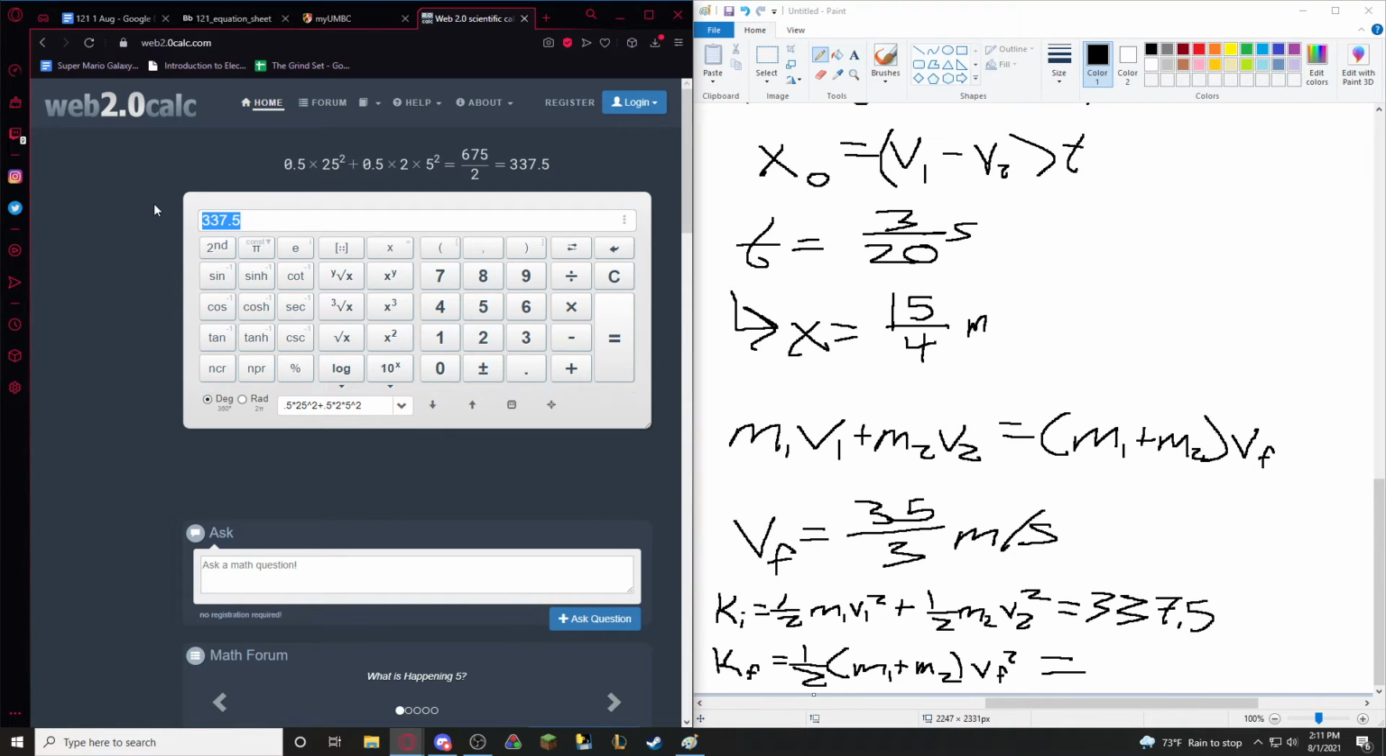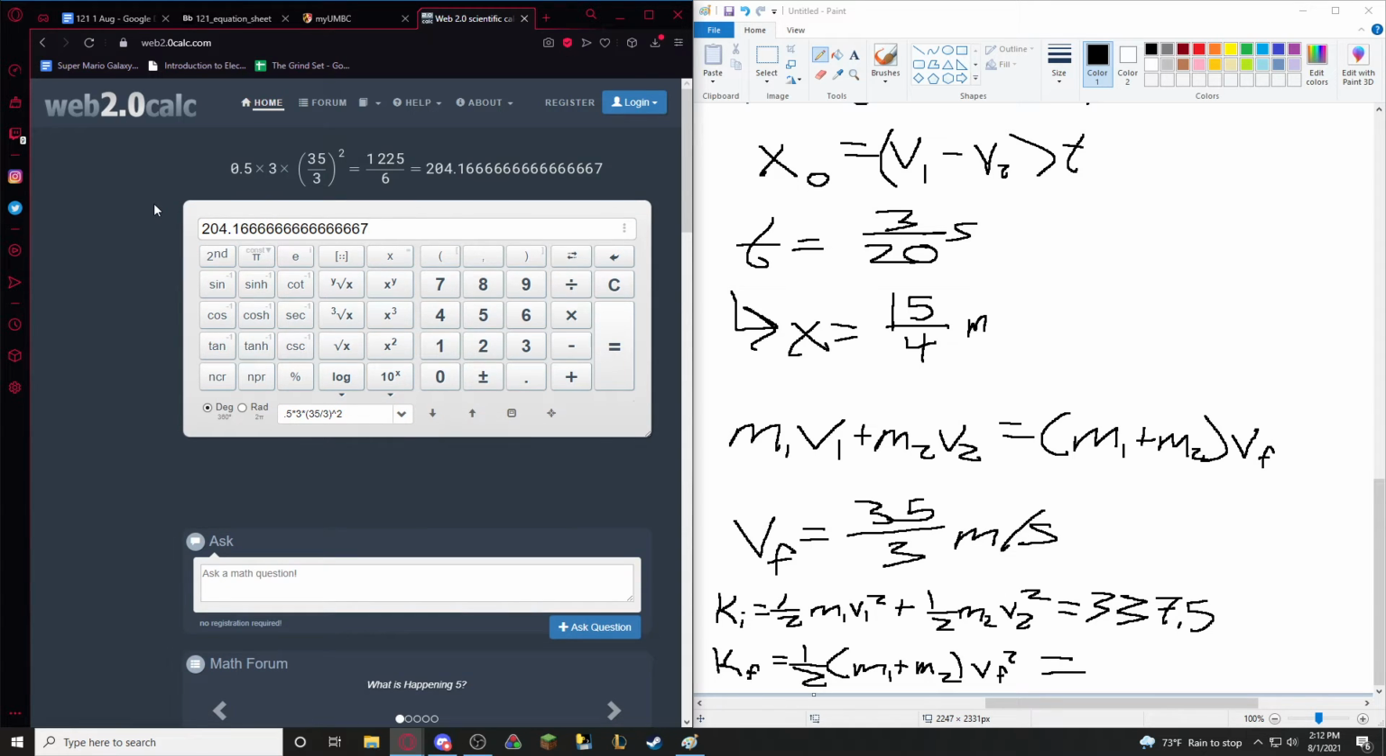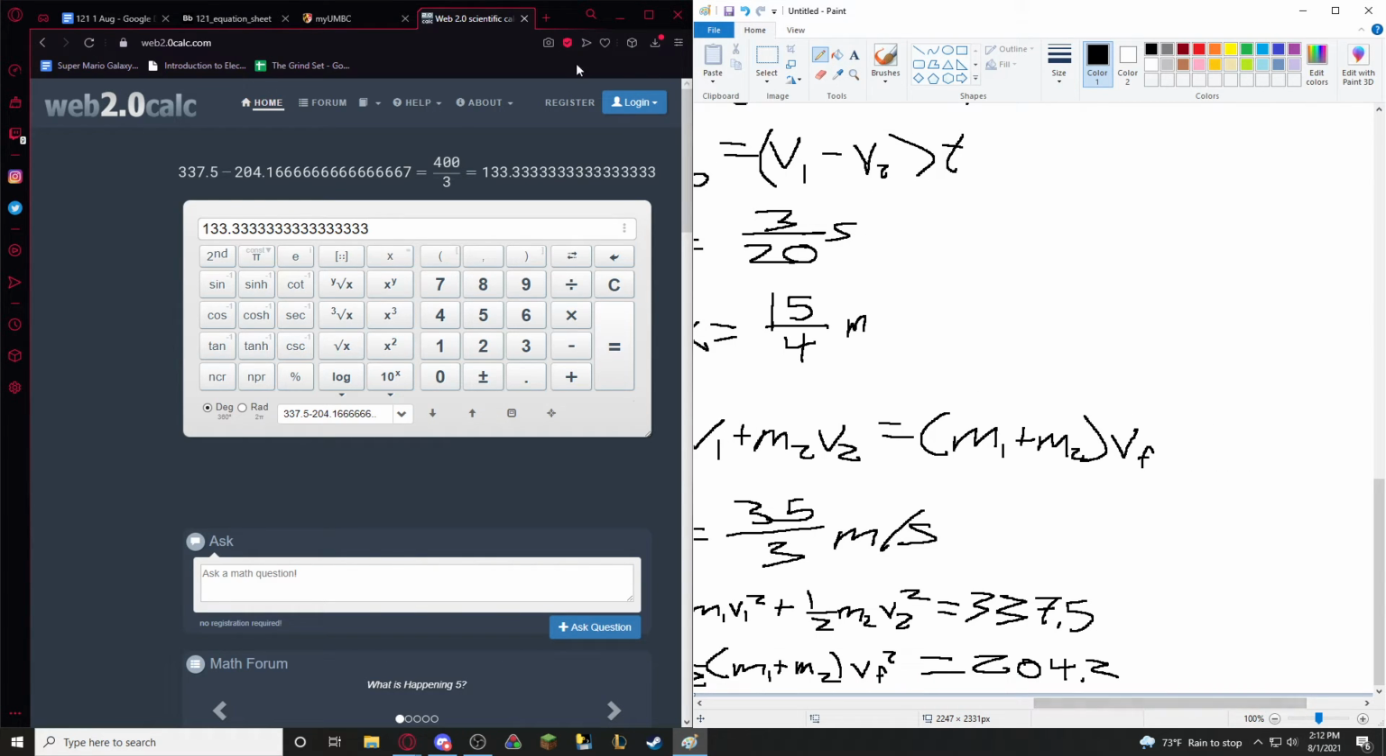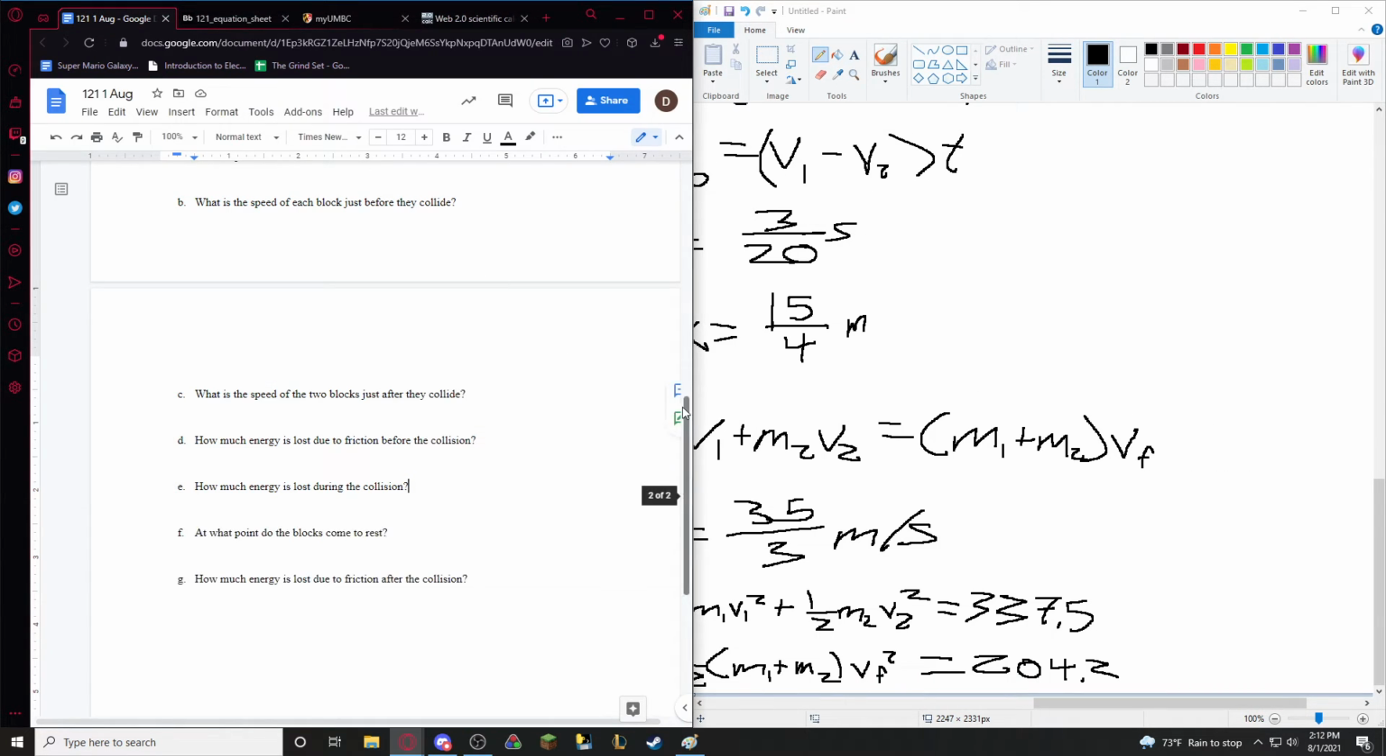Afterwards, we have 0.5 times 3 total times 35 over 3 squared. So we have a final of about 204.2. So the total kinetic energy lost is about 133 joules. Does that make sense? Makes perfect sense. So then we're going to have the blocks sliding along, and friction is going to apply. So just a throwback to a previous unit.